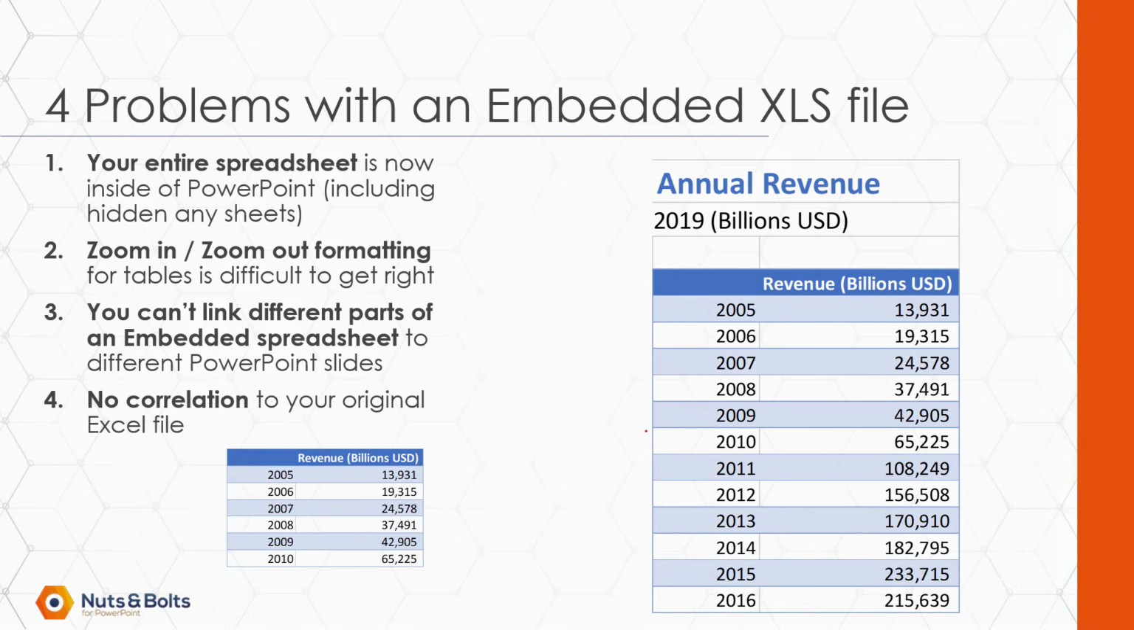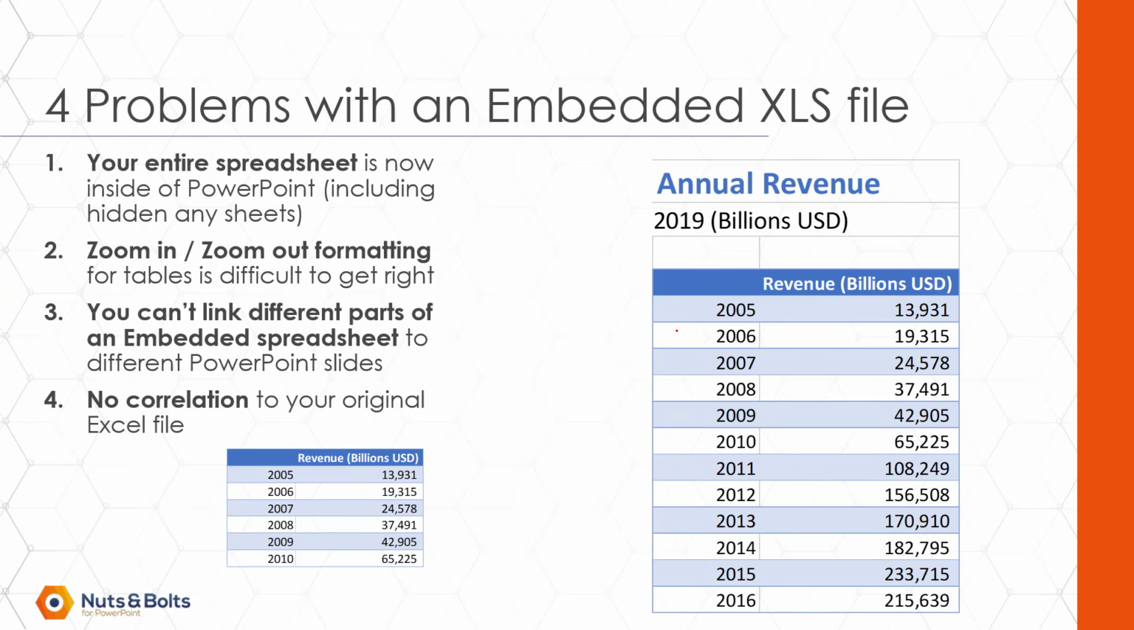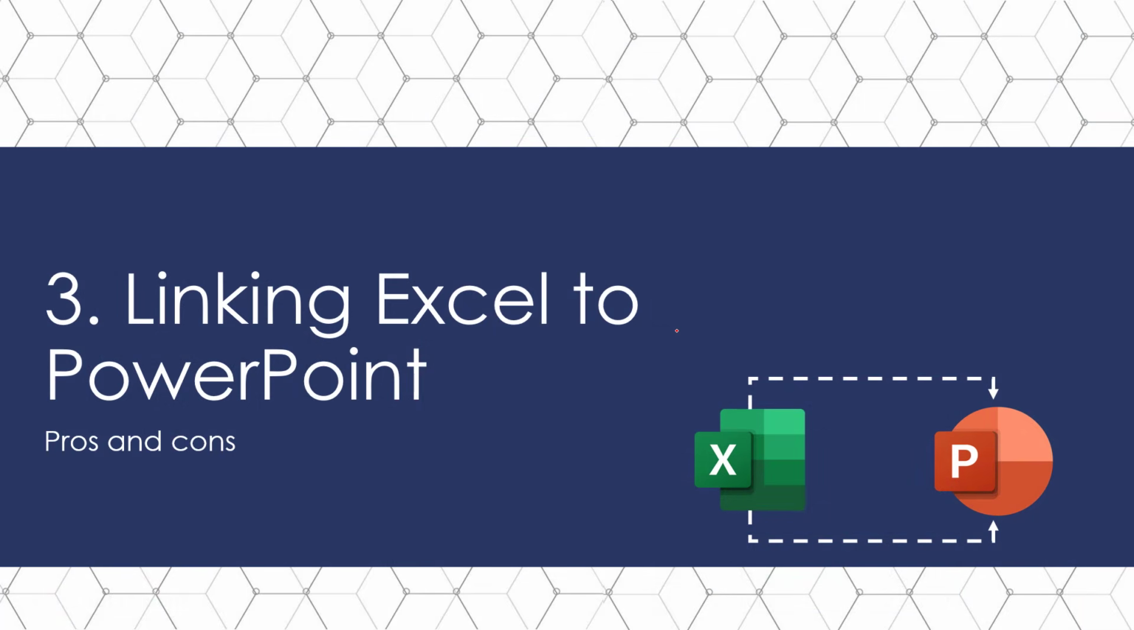And I also want to make the point that there is no correlation to your original Excel data. So once you've embedded one of these files, this is 100% a different spreadsheet or a different financial model than the one that's sitting on your desktop. So you don't want to make the mistake of trying to update the one on my desktop and expecting the one in your PowerPoint presentation to update. That is a different type of embedding, and we're going to get to linking in just a second, like right now. So linking Excel to PowerPoint.